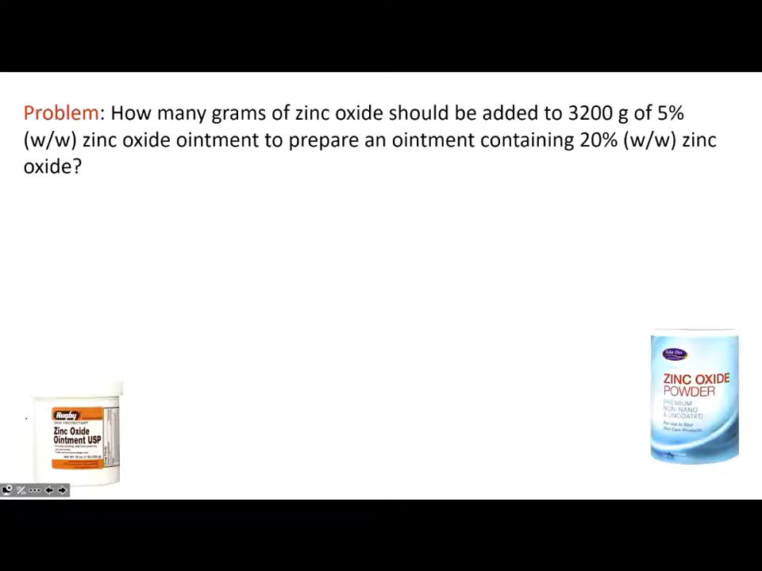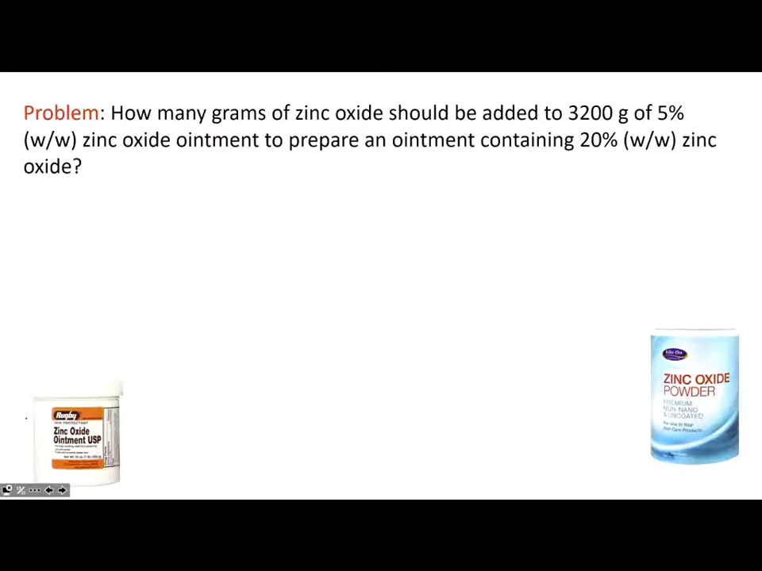All right, ready for the last question? Oh yeah, you look ready. Let's do some zinc oxide. This is the little cream that you see the lifeguards put on their nose as a sunblock. We can put it on babies' bottoms to protect them as well. So either way, it says how many grams of zinc oxide, now this is the zinc oxide powder, should be added to 3,200 grams of an existing zinc oxide ointment, it's 5%.